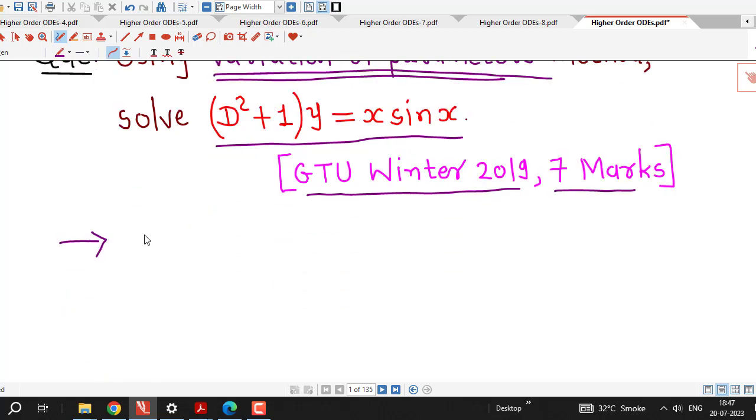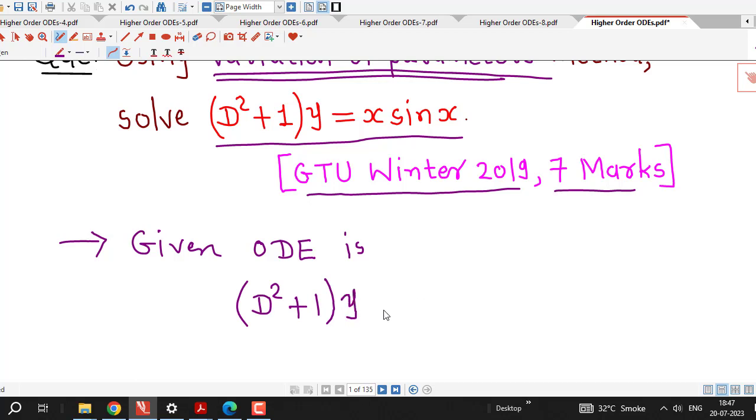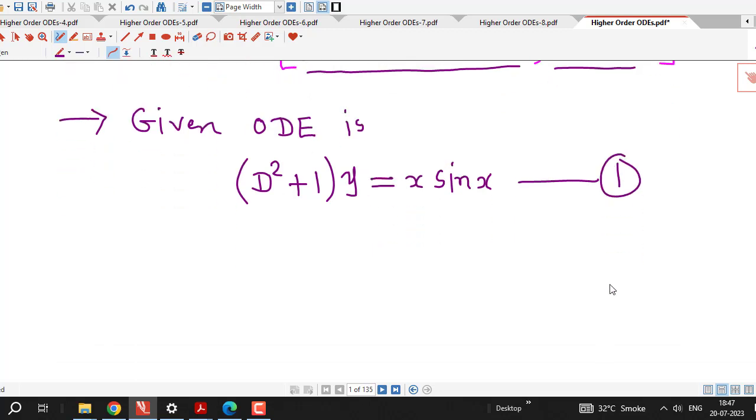So first we write down the given ordinary differential equation. Given ordinary differential equation is (D square plus 1) y equal to x into sin x, and we give this number 1. Now this is a non-homogeneous differential equation, and we know that to solve it we have to first find the solution of the associated homogeneous differential equation.